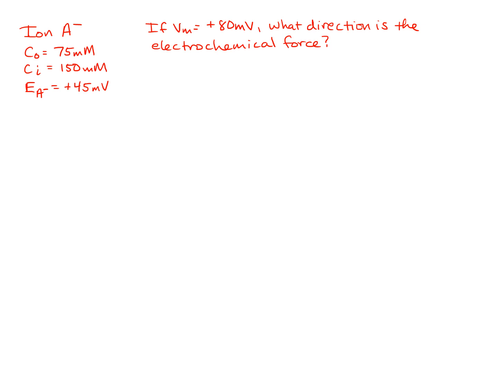Okay, and then just one more. We've got an ion, A minus. We've got our concentration there, and we've got our equilibrium potential. And the question is, if the membrane potential is at plus 80 millivolts, what direction is the electrochemical force? So first thing is you always want to draw the cell at the equilibrium potential. So we're going to set it at plus 45 millivolts because that was the equilibrium potential given to us.